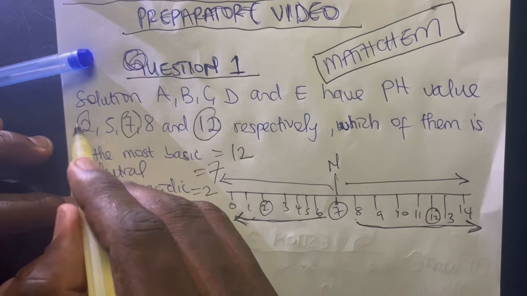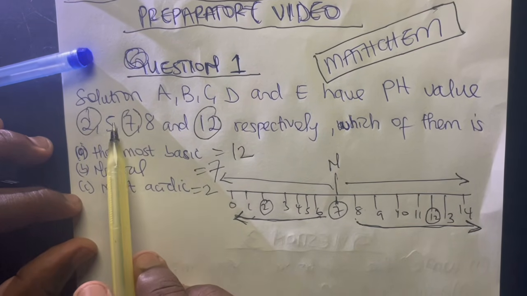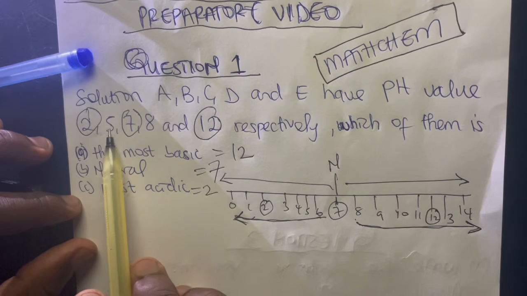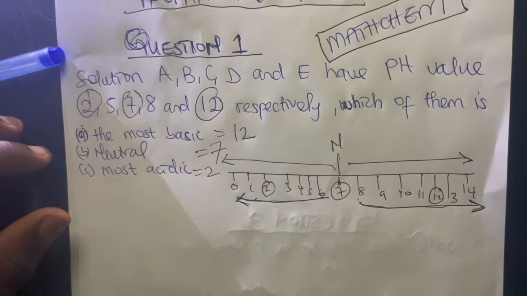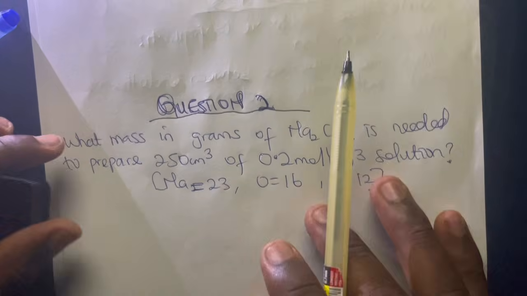We have done that. Can you see? So we have answered that. Although 5 is also acidic, it is not the most acidic. 8 is also basic, but not the most basic. So that's that about that. And let's move to question number 2.